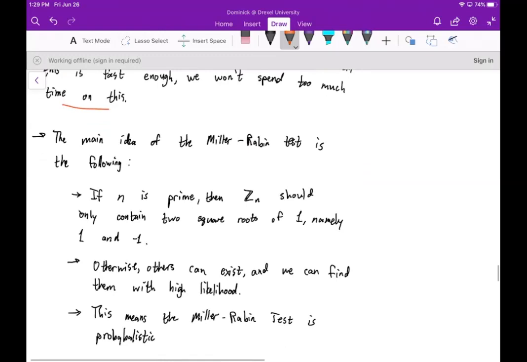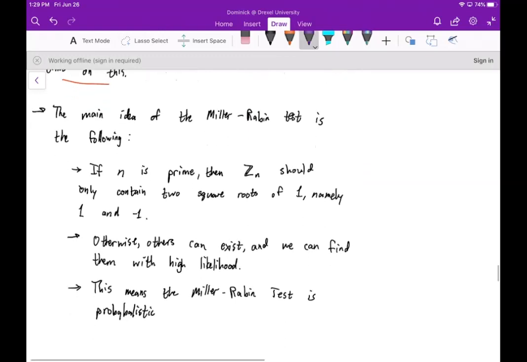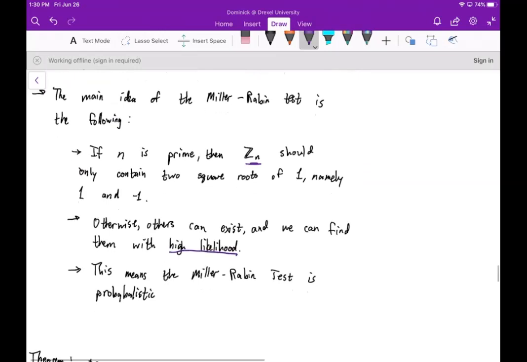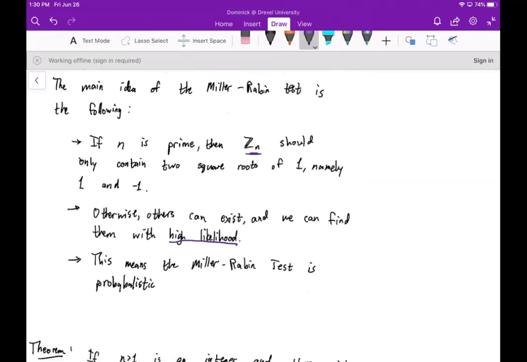Now, the main idea of the Miller-Rabin test is this: if n is prime, then Z mod n should only contain 2 square roots of 1, and of course, they would be 1 and -1. Otherwise, if there are others that exist, we can find them with a pretty good likelihood, but it's not, of course, a guarantee. So the Miller-Rabin test is probabilistic to an extent.